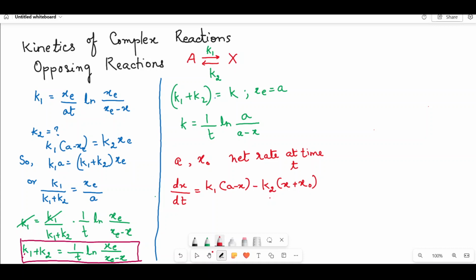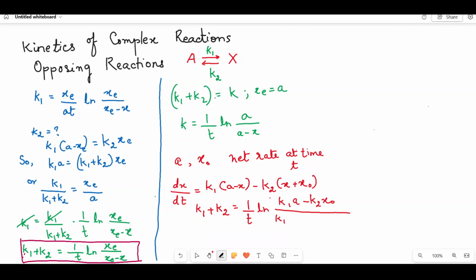Now it can be concluded from this equation that K1 plus K2 is equal to 1 by t ln of (K1A minus K2X0) divided by (K1A minus K2X0 minus (K1 plus K2) X).